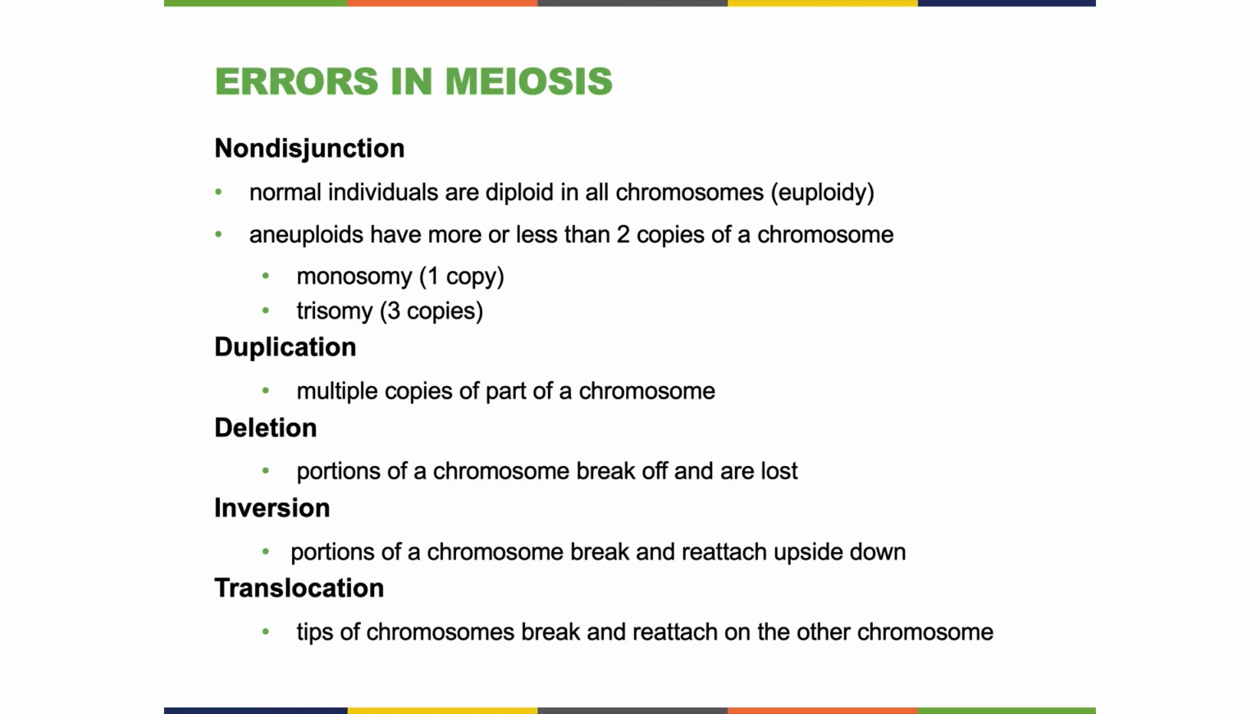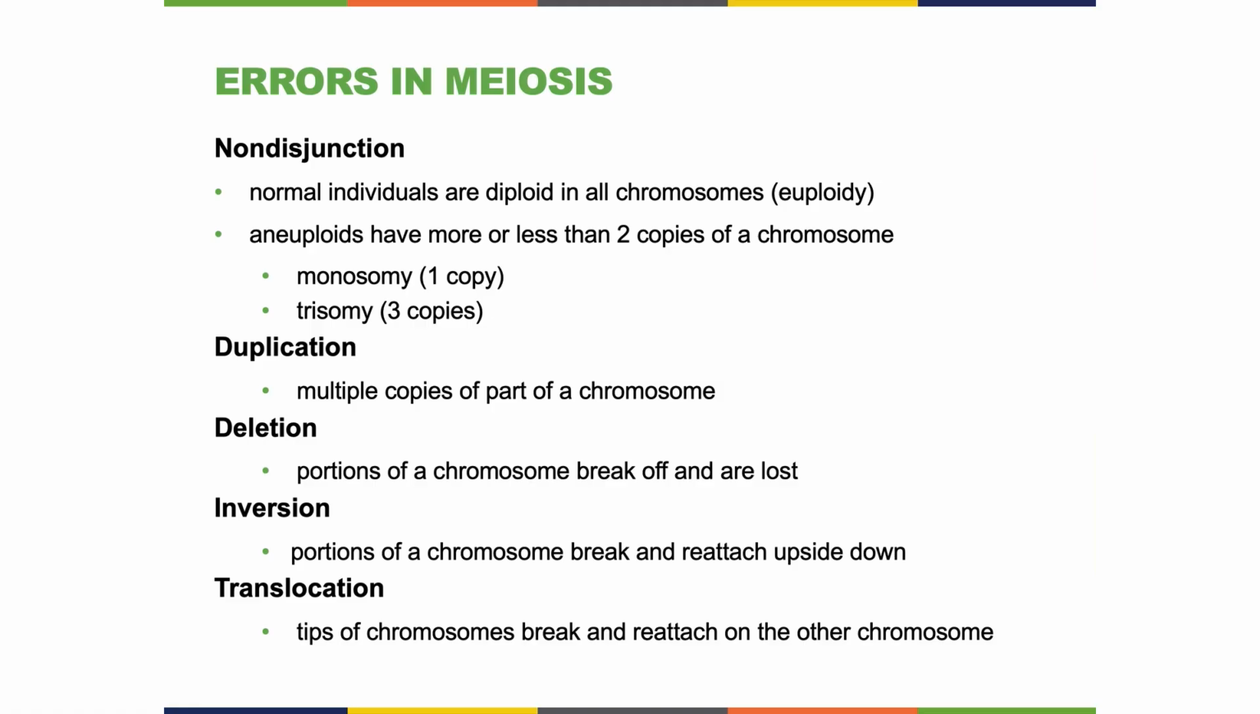Probably one of the most common is non-disjunction. Non-disjunction occurs when either too many or too few of the chromosomes migrate. They don't separate properly during meiosis. And so what you get is a gamete that's either missing a chromosome copy or has 2 chromosome copies of the same chromosome. Okay, so if you're missing one, you're called monosomy. If you've got an extra, you're called trisomy. Okay, and this is what causes Down syndrome, trisomy 21, an extra copy of chromosome number 21.